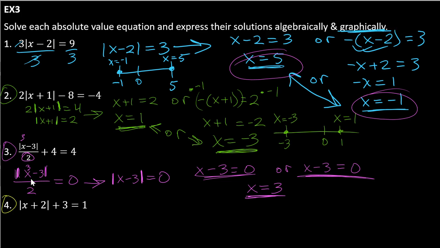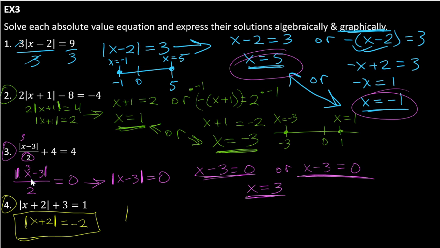Okay, last one on here. So I'm going to subtract 3 from both sides. And we get negative 2. And we run into a problem. This right here is impossible, right?